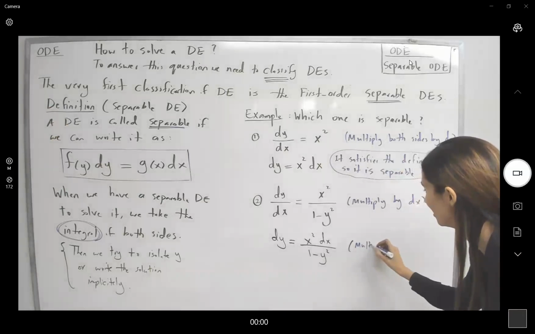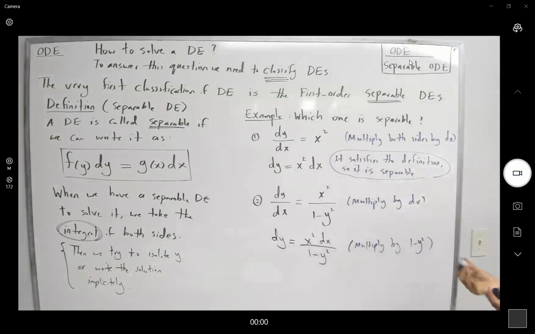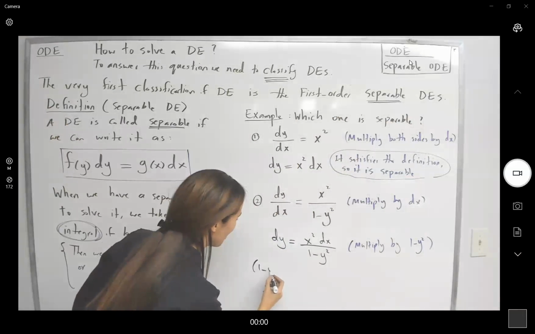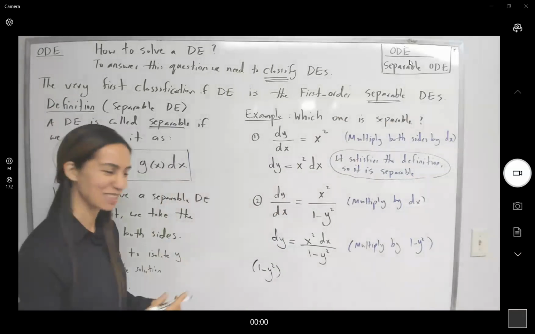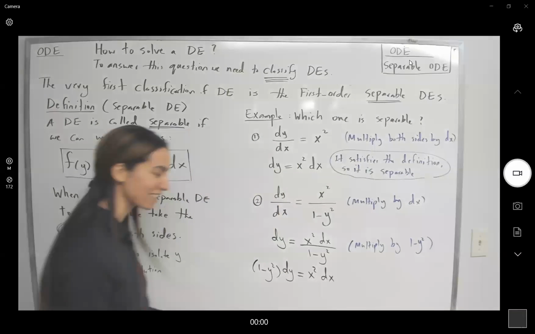Multiply both sides by 1 minus y squared. Well, what do I see? I see 1 minus y squared times dy equals x squared dx.